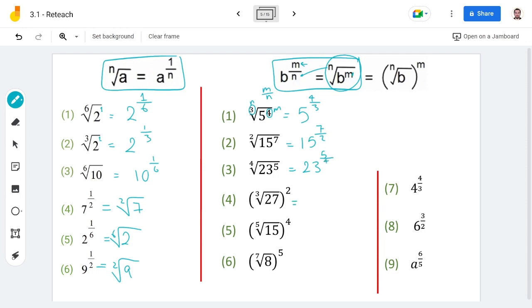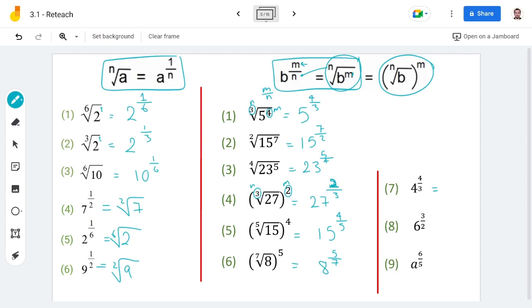Okay, same thing here. Do the same thing. As you can see, this is m, okay, this is n. So it will be 27, sorry, not m, 2, okay, over 3. Okay, same thing here, 15, 4 over 5. Okay, the last one, 8, which is equal to 5 over 7. Okay, so those are my questions. Okay, how about this one here?